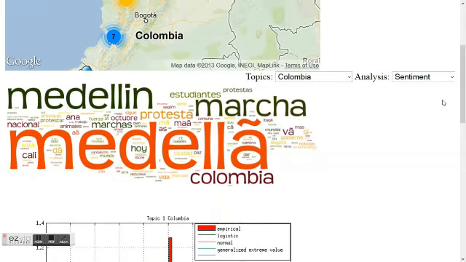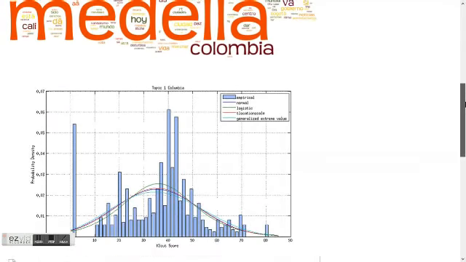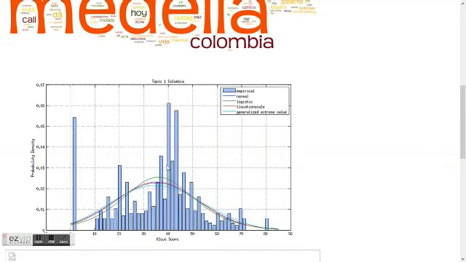If we change our analysis to influential user, we can see a different graph. This graph is a distribution of K-Loud score. It is actually a probability density distribution. The area under the curve sums out to 1. The K-Loud score determines how influential the user is.